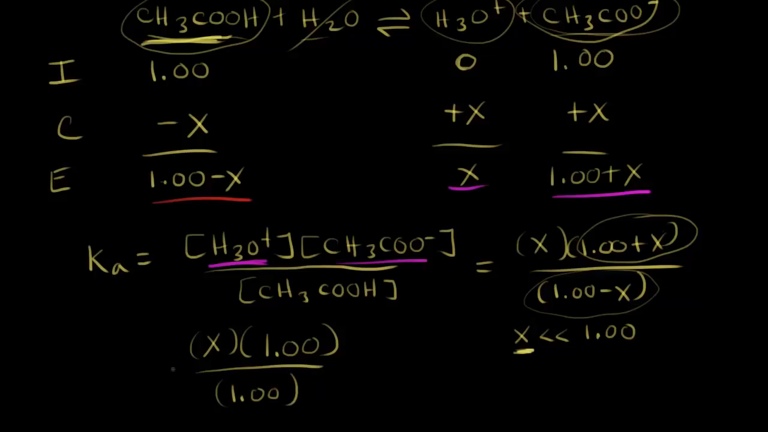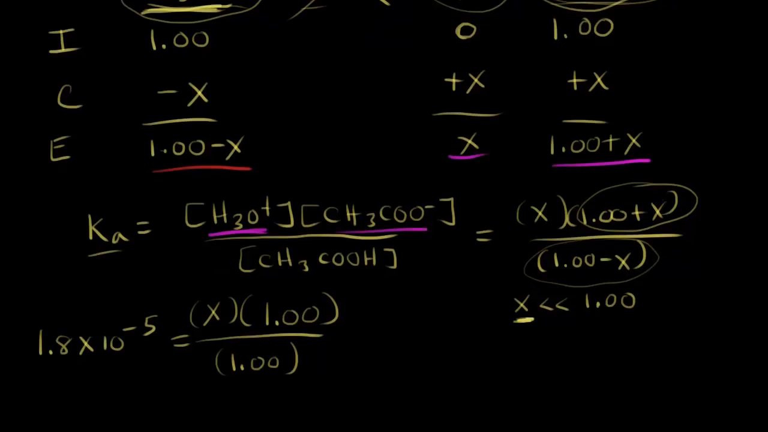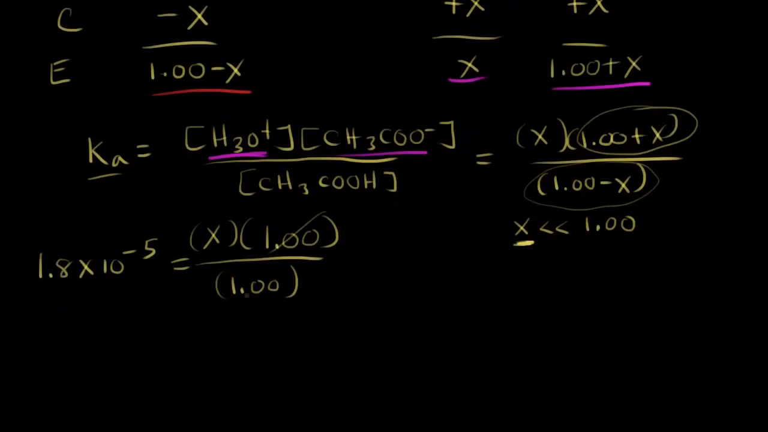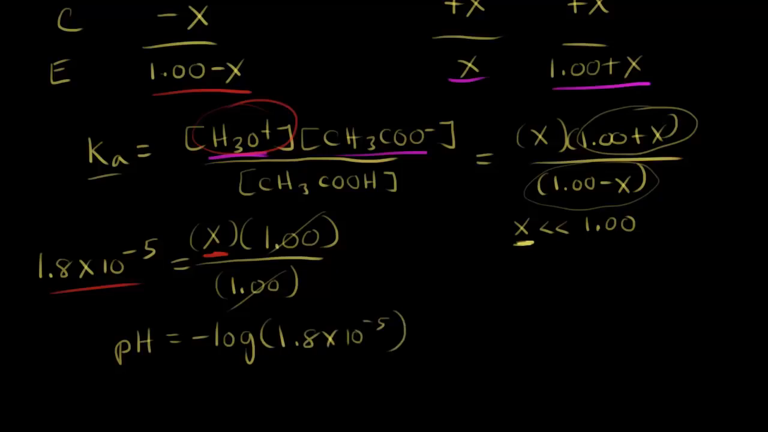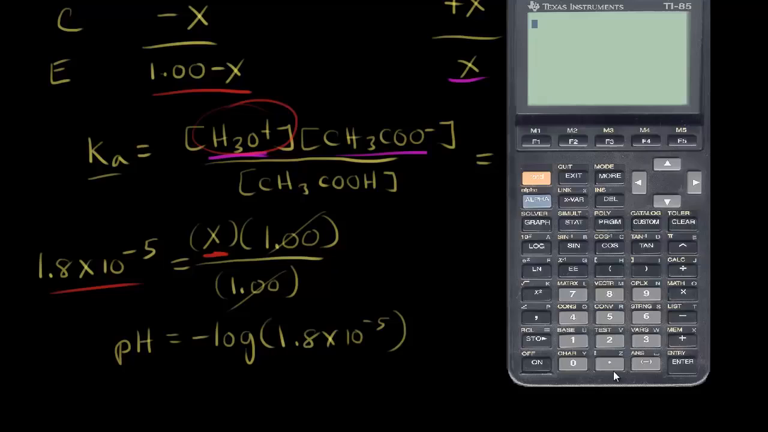And this is all equal to the Ka value, which for acetic acid is 1.8 times 10 to the negative 5. And so the ones obviously would cancel each other out here, and so the concentration of hydronium, which is X, remember, X represents the concentration of hydronium ions, is 1.8 times 10 to the negative 5. So to find the pH, all we have to do is take the negative log of that. So negative log of 1.8 times 10 to the negative 5. And so we can go ahead and get out the calculator and do that.